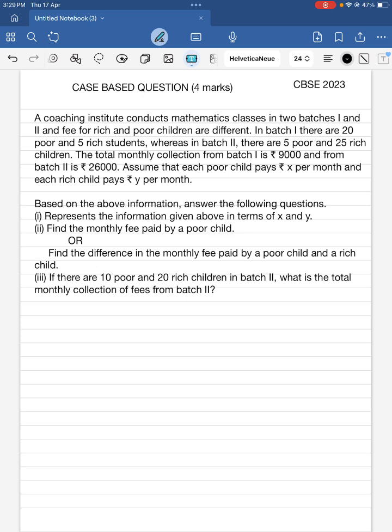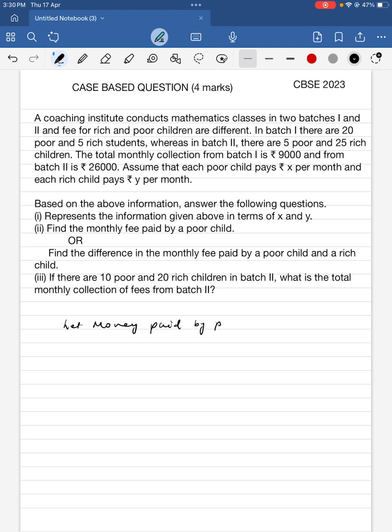Now represent the information given above in terms of X and Y. Okay, so let's assume that, so it's already given in the question that the money paid. So let money paid by a poor child per month is equal to rupees X. And money paid by a rich child per month is equal to rupees Y.